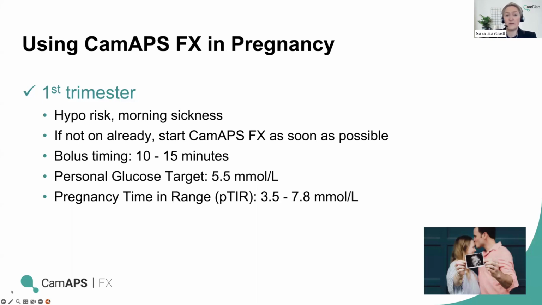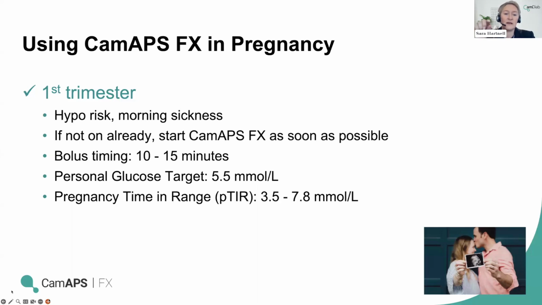When it comes to bolus timing in the first trimester, just aiming for the standard 10 to 15 minutes prior to eating. And at this point, because the hypo risks are slightly higher, we tend to go for a small adjustment in that default personal glucose target. Do you remember Candice said if it doesn't get changed, it just defaults to the 5.8, and we would encourage you to just drop it initially in the first trimester to 5.5. And at this point, also to be setting the target ranges.